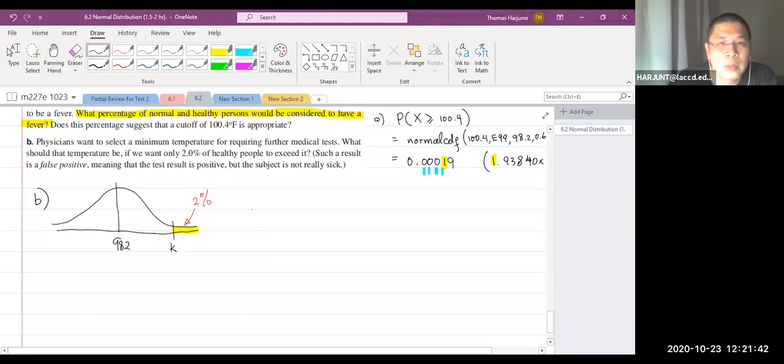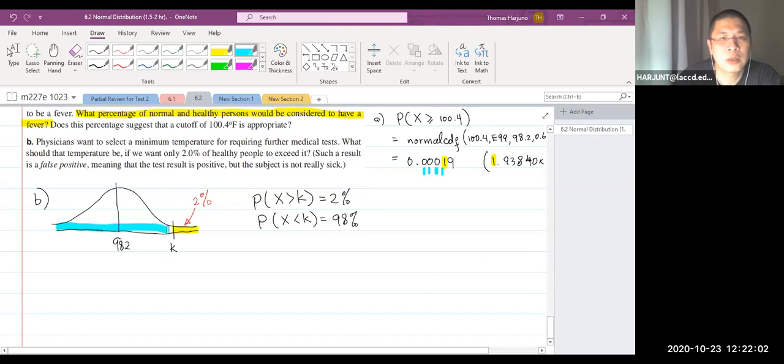Well, anyway, coming back to this question, the probability that x is greater than k is 2%. But we cannot do the area to the right. Let's change it to the area to the left. Less than k, the area of the complement, which is the other side, must be 98%.